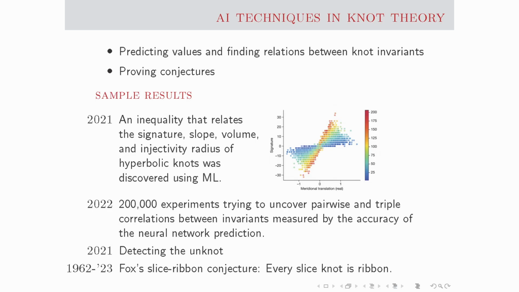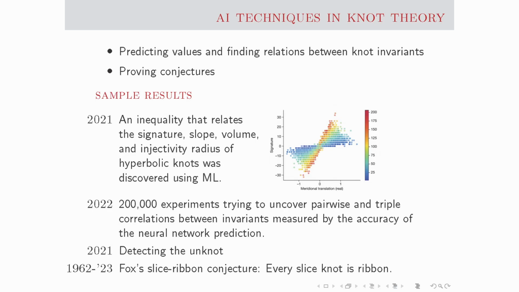And again, there's this gigantic work that ran 200,000 different examples trying to uncover pairwise and triple relations between knot invariants. They do get some results, but there's very little understanding of why and how and what the relation exactly is. So it's like, 72% there's a relation between these invariants. Which 72%? What do I do with it? What's the exact relation, and so on and so on.